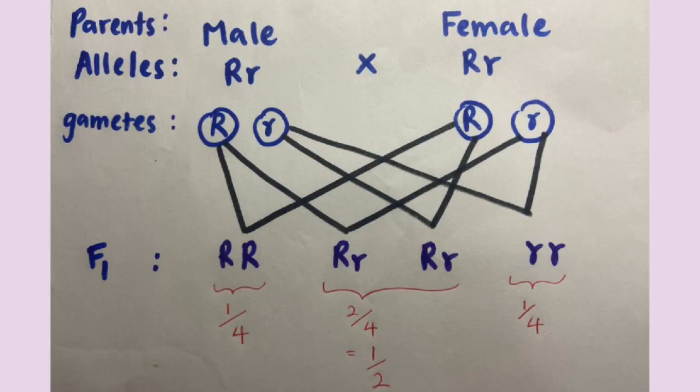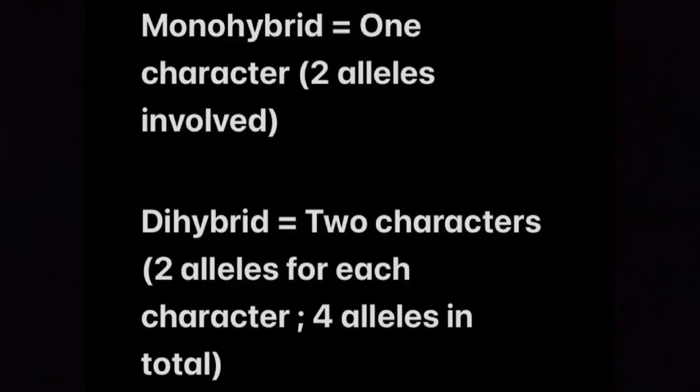Then the second statement says this is a dihybrid cross because 2 alleles are involved. That is completely wrong. This is a monohybrid cross. In monohybrid crosses, one character is involved, and this one character is represented by 2 alleles. In dihybrid crosses, 2 characters are involved, and for each character there will be 2 alleles. So in dihybrid crosses, there should be 4 different types of alleles. Because of that, the second statement is also wrong.